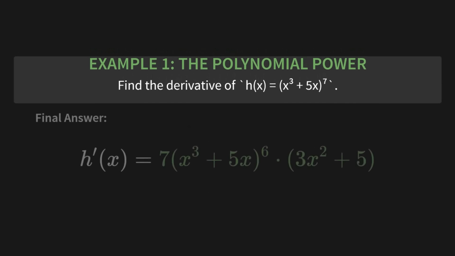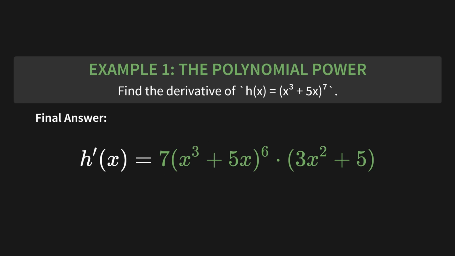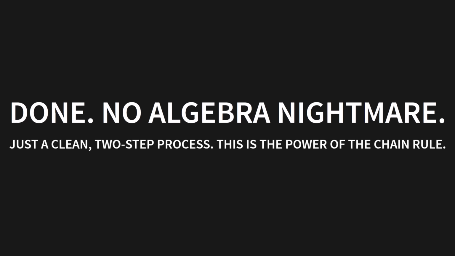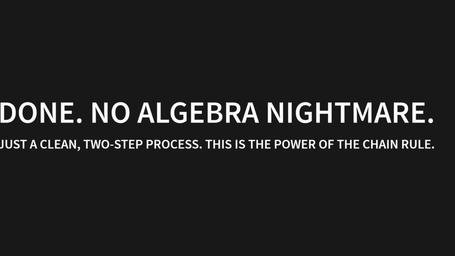So the final answer is h prime of x equals 7 times x cubed plus 5x to the 6th power times 3x squared plus 5. Done. No algebra nightmare. Just a clean two-step process. This is the power of the chain rule.